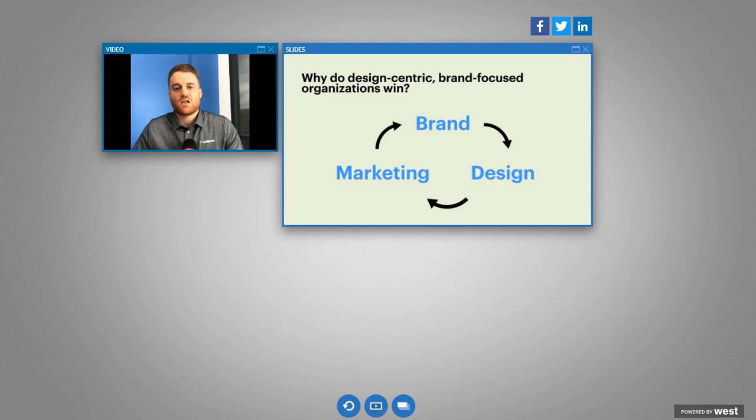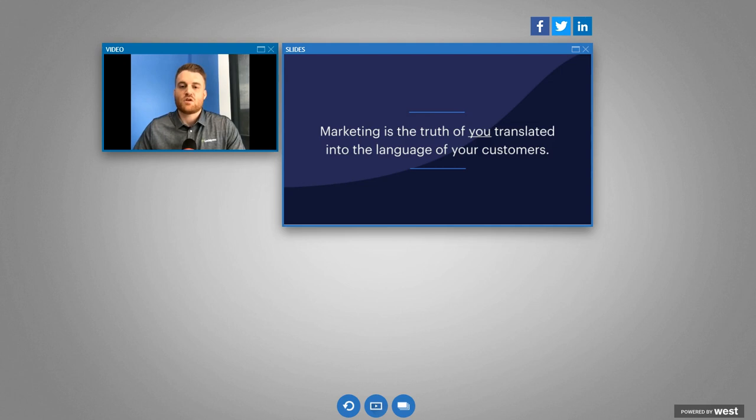So again, these are two quick examples. But as we think back to these examples of these universities that are brand focused and those companies that are design centric, what are they doing to win? What are they doing that the rest of us should pay attention to? There's lots of potential answers to that question. But one of them that I'll propose to you today is that these design-centric, brand-focused organizations understand the relationship between brand, design, and marketing, and they optimize for consistent experiences across each of those. Let me help you understand what I mean.